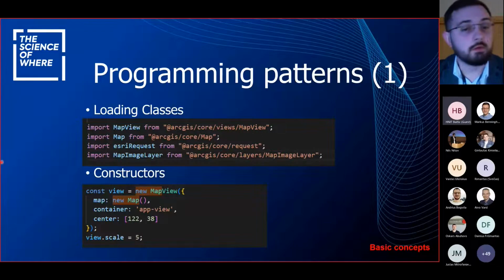Talking about constructors, all classes in the API have a single constructor, and all properties can be set by passing parameters to these constructors. Alternatively, the properties of a class instance can be specified directly using setters, as you can see in the slide.